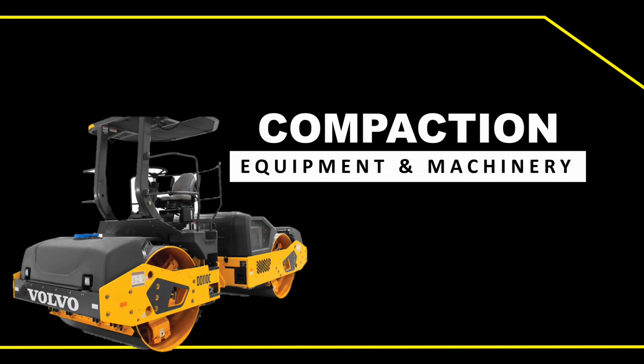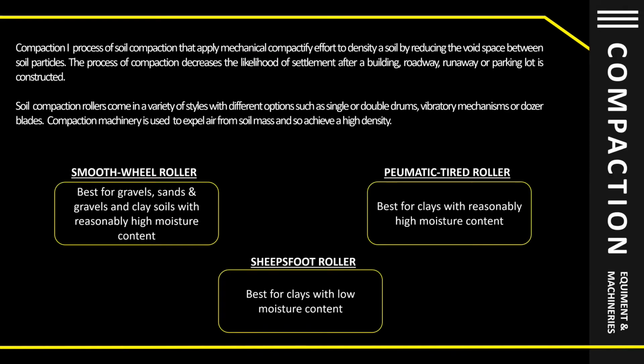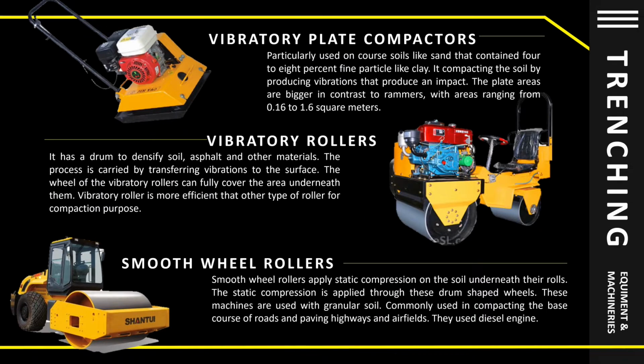Next is compaction equipment and machinery. Compaction is a process of soil compaction that applies mechanical energy to increase density by reducing the void space between soil particles. 3 familiar compaction machines that we always see are vibratory plate compactors, vibratory rollers, and smooth wheel rollers.